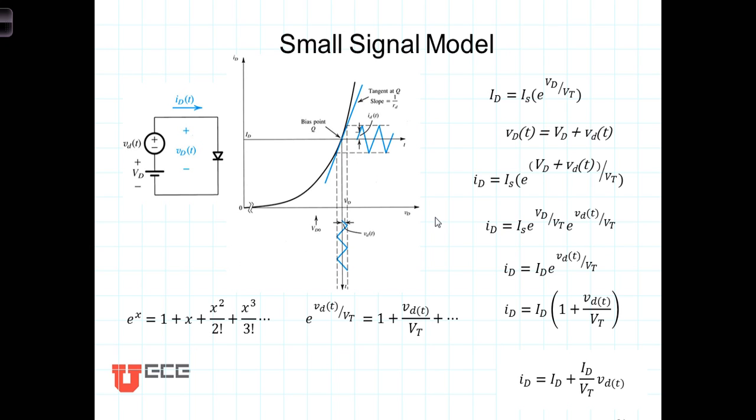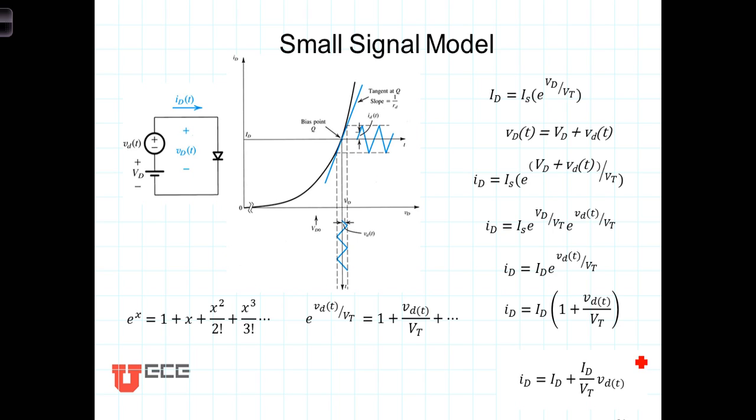In this video, we're going to show how, for small variations in the voltage across the diode, the equation relating the diode current to the voltage can be replaced with a linear equation. Let's say that again. For small variations in V sub D around its bias voltage, we can use a linear model to determine the current resulting from these small variations rather than the exponential model.